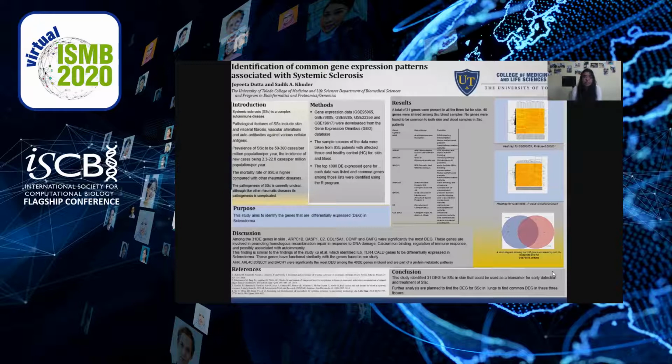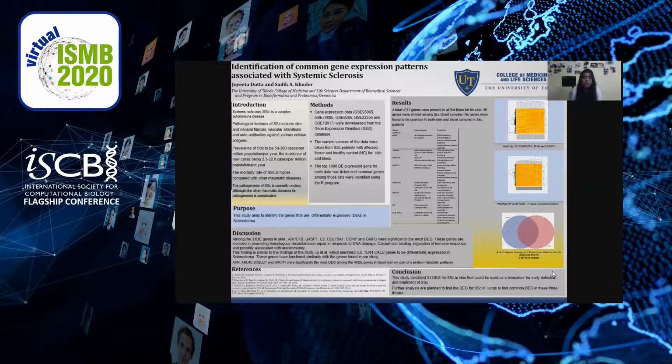This finding is similar to the findings of the study by Zhu et al. They found some different genes, but their functional similarity is evidenced with our finding. For the genes found in blood tissues, AHR, APL4C, B3GLCT, and BACH1 were significantly the most differentially expressed genes, and they are part of a protein metabolic pathway. Their detailed function is also listed in the chart. You can have a look over there.